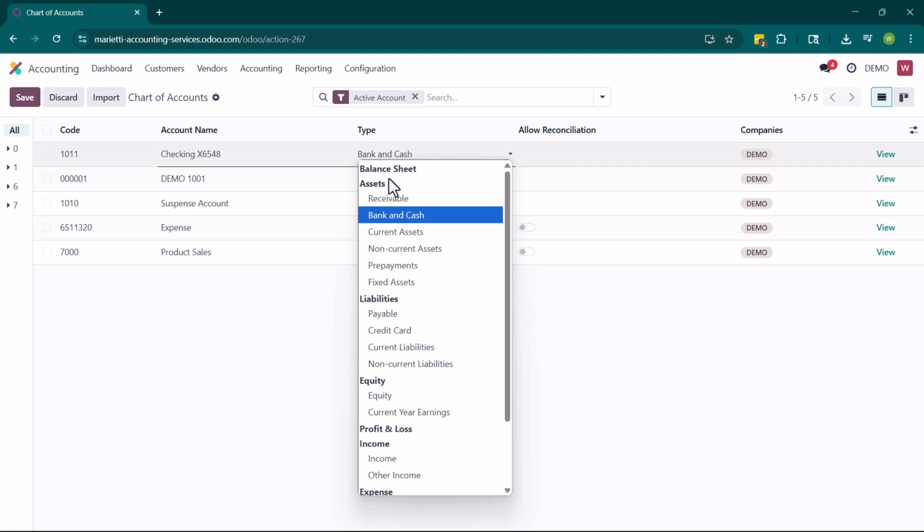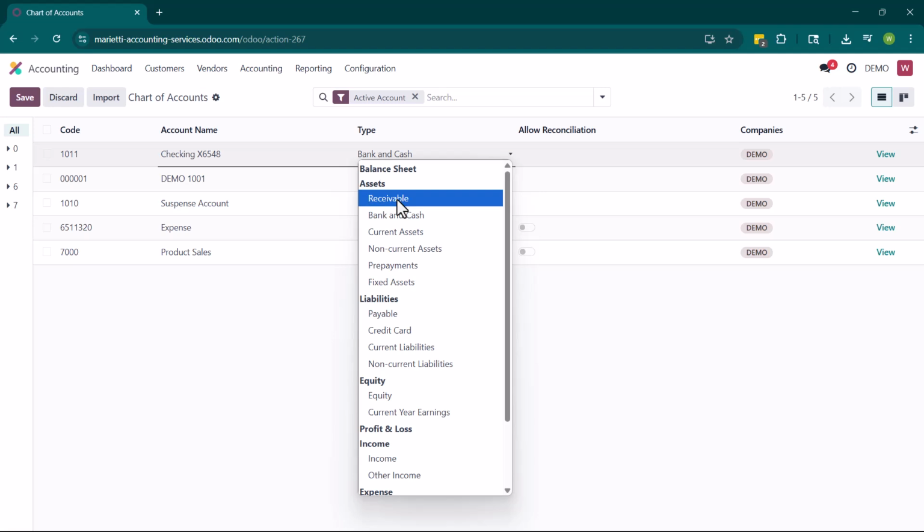Underneath balance sheet, these first 3 are balance sheet accounts. So these are going to live on the balance sheet report. Those 3 broad types of accounts are assets, liabilities, and equity. Assets are things of current or future value. So here you'll see that Odoo gives us a couple different types of assets. The first one being a receivable.